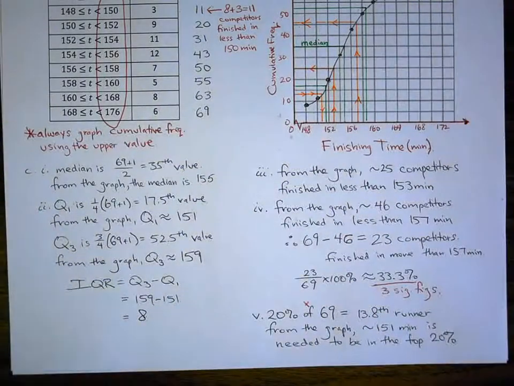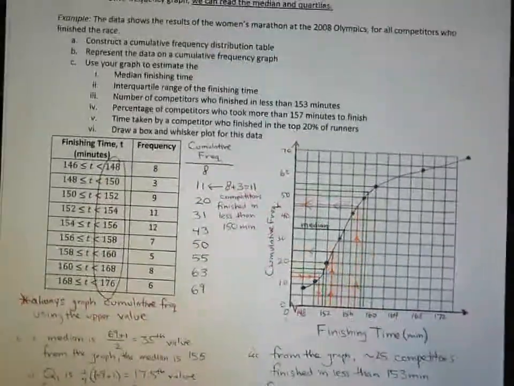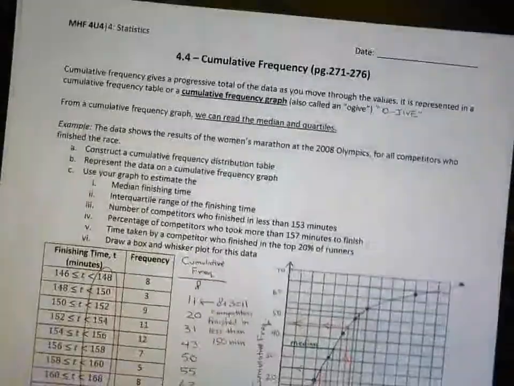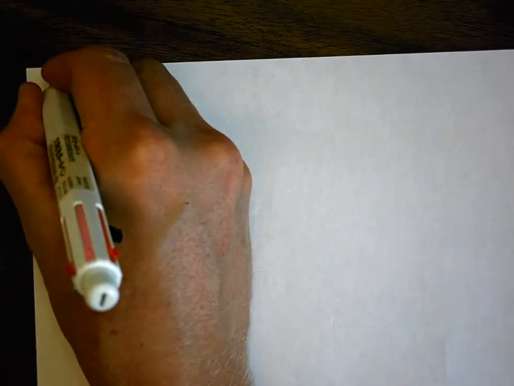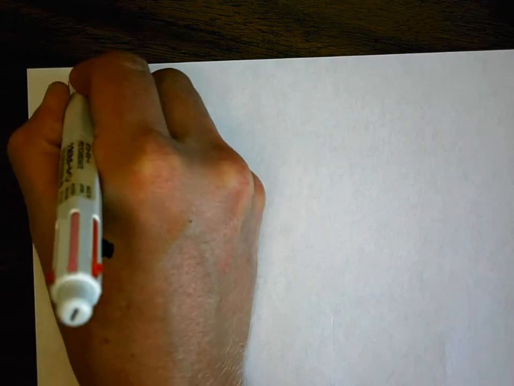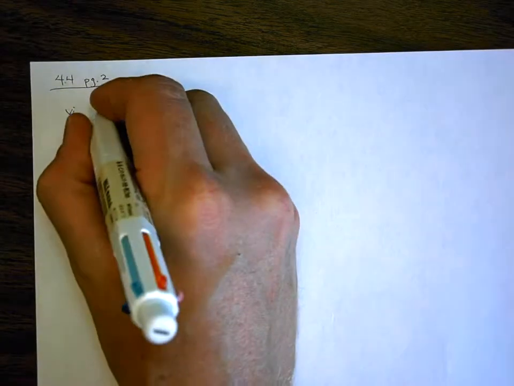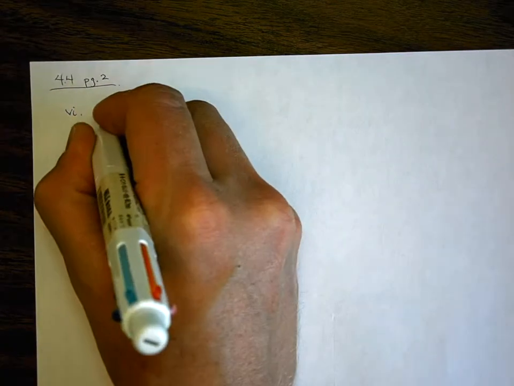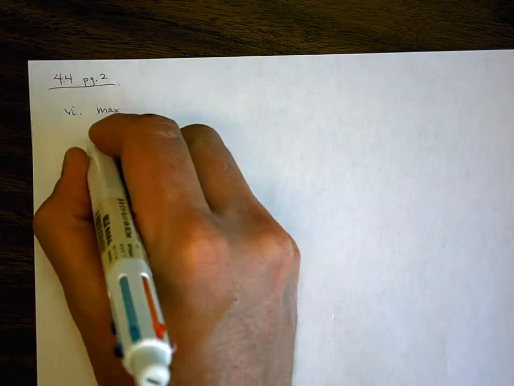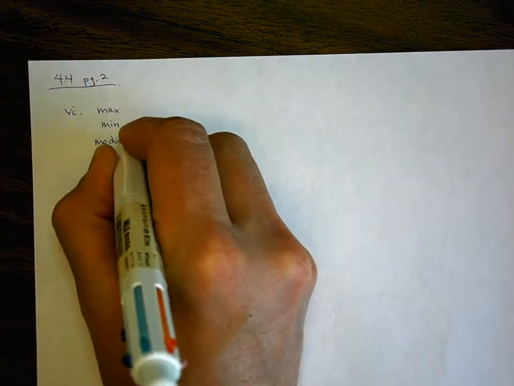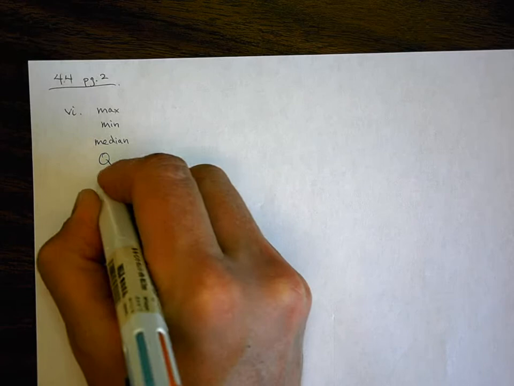Okay, we have one more question, which is to draw a box and whisker plot for the data. Luckily, we just did a whole lesson on this, but we'll open up another page just to do this last question. So this is 4.4 page 2. So VI, I need to draw my box and whisker plot. If you remember, I need to know those five statistics to help me do this. I need the max, the min, the median, and Q1 and Q3.